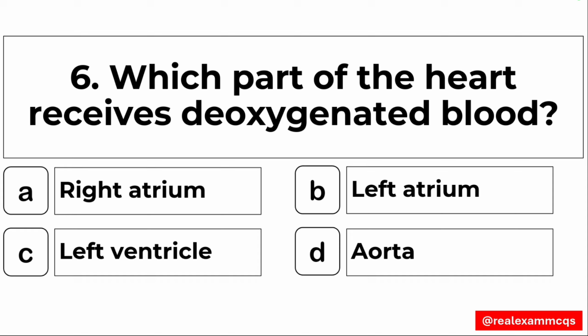Question number 6. Which part of the heart receives deoxygenated blood? Option A is the right answer. The right atrium.